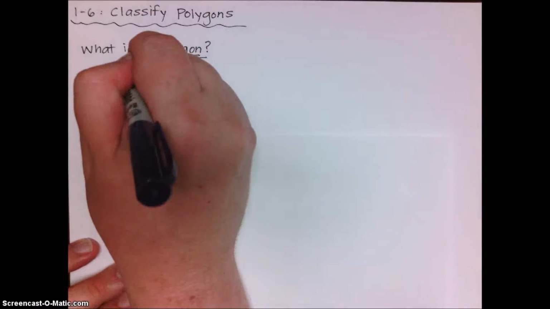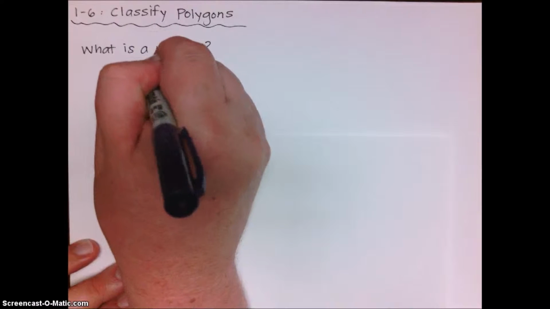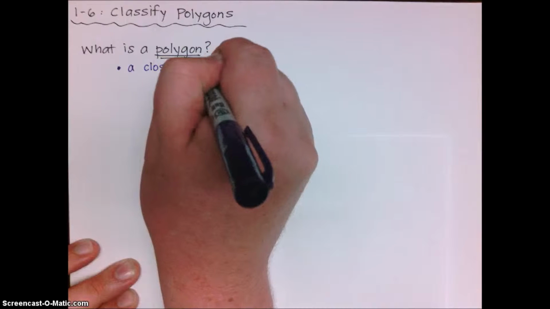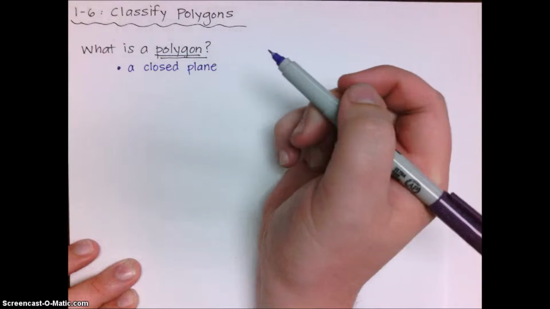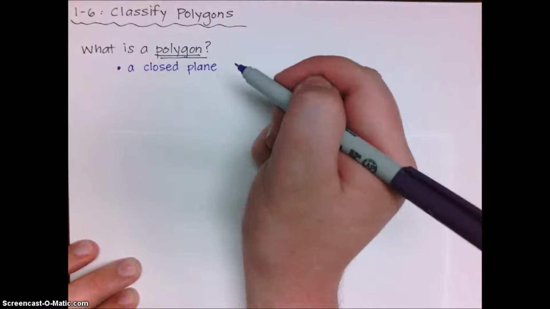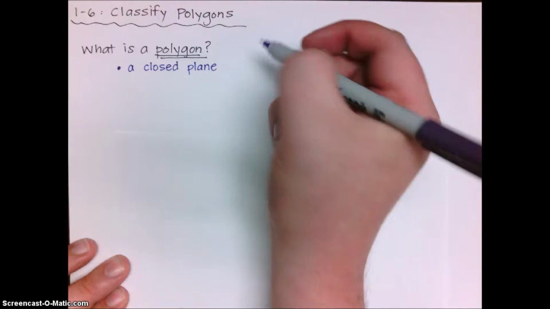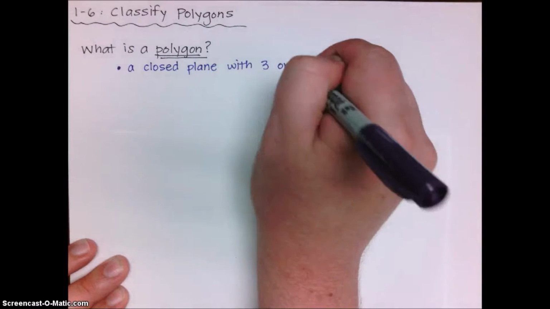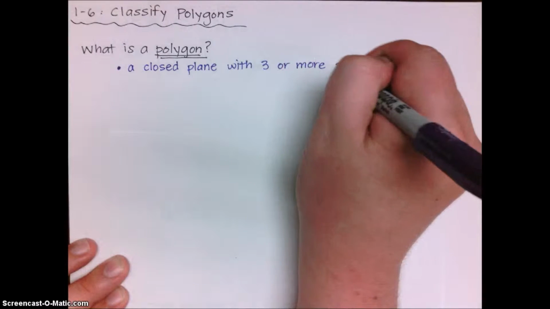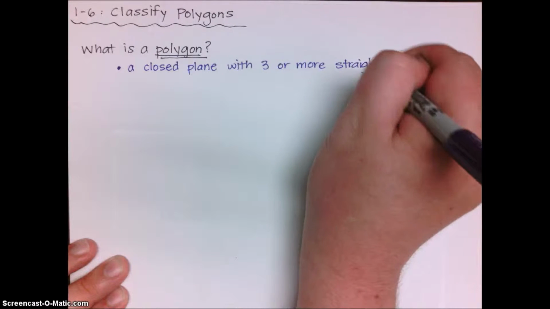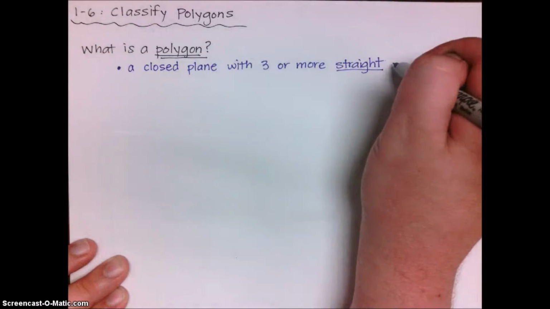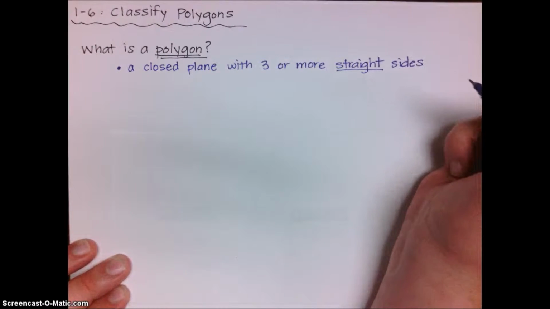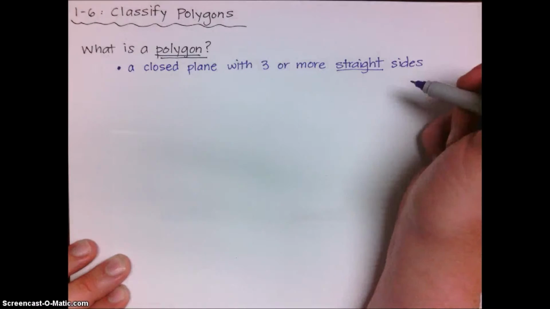The first is that it has to be a closed plane. So there can't be any openings on it. All right, and when I say it's plane, it's a flat surface, so it's not three-dimensional. So it's a closed plane with 3 or more straight sides. That straight is also very important. Okay, so it's a closed shape, so there's no openings. It has 3 or more straight sides.